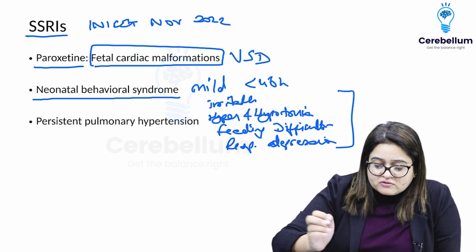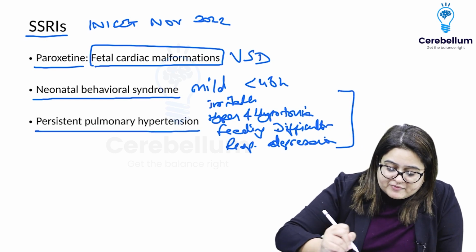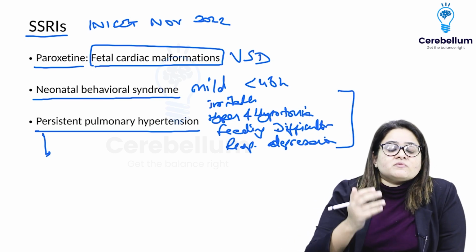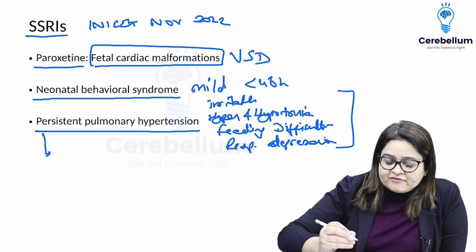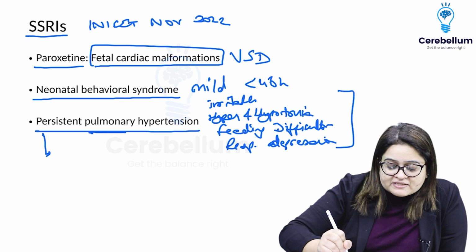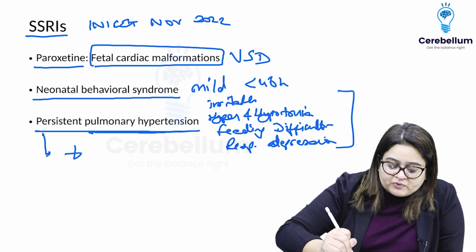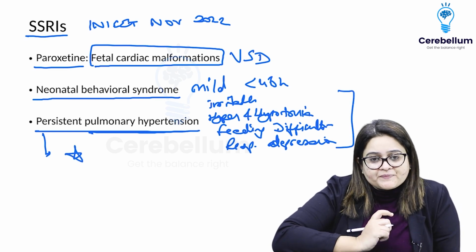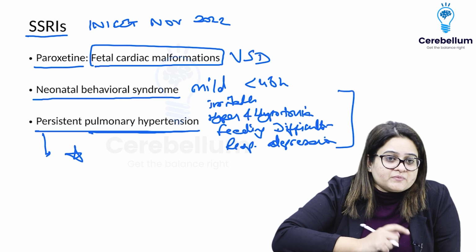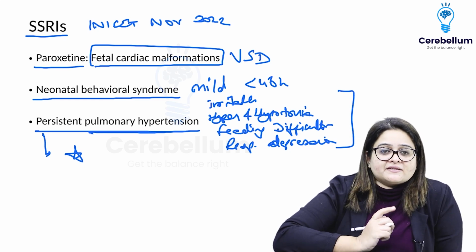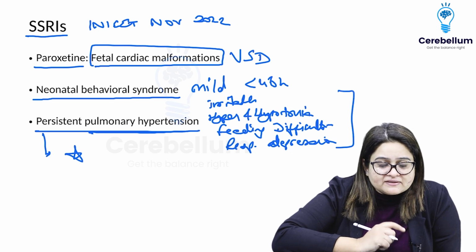Also very important, a small percentage of babies whose mothers were on SSRIs have been found to have persistent pulmonary hypertension. So this is very important. This has been asked in the INICET, so it becomes an important question now. So remember SSRIs and their effect on the fetus and the neonate.